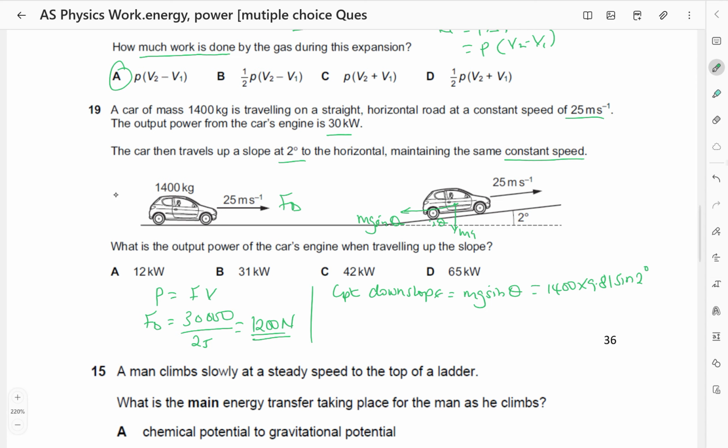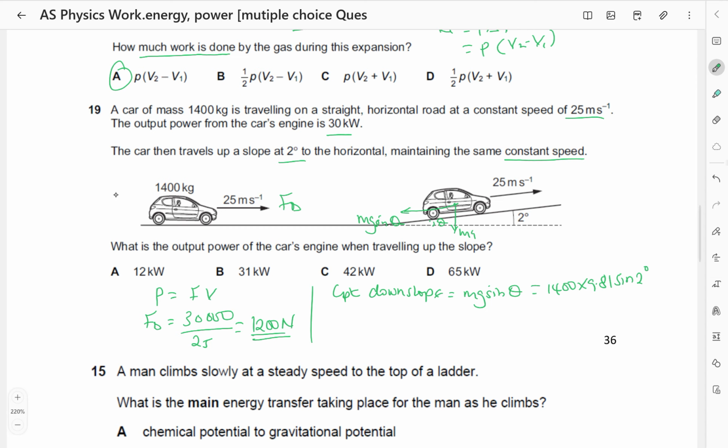That means now the total force moving this car up the slope should be able to overcome the component of the weight down the slope, and also move the car at the same speed as before. So the total force is going to be the sum of the component of the weight plus the initial force which it had on the horizontal plane.